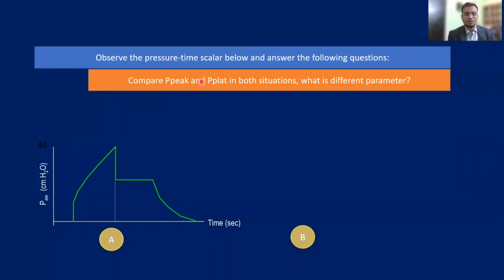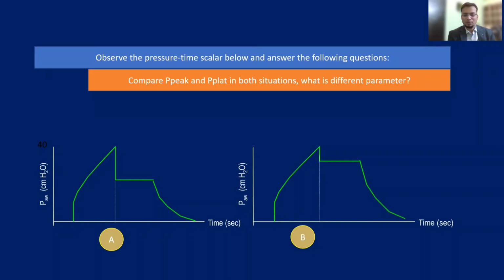Observe the pressure time scalar below and answer the following question, and compare the Ppeak and Pplat in both situations. What is the different parameter here? So this is question A and B. What is the problem? Observe the pressure time scalar here. The first observation is that the peak is quite high, about 40 centimeter of water. The reason for the high peak in scenario A could be a resistive problem. Why? Because the difference of PIP and Pplat is determined by resistance in the airway. So it is quite widened.